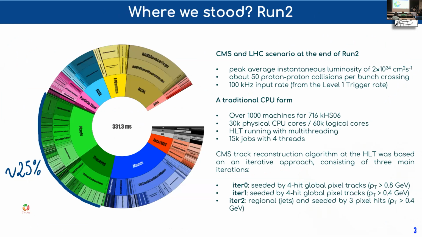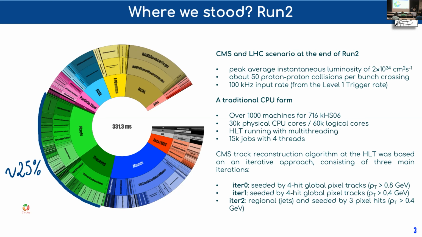During Run 2, we had a traditional CPU farm, with 1,000 machines, 30,000 physical CPU cores. In this pie chart, you see all the contributions from the different subdetectors to the timing, which is about 300 milliseconds for CMS. And you see that tracking, which includes pixel tracking and the track building, so the outer tracker tracking, is about 25% of the time. So it's kind of a big chunk.